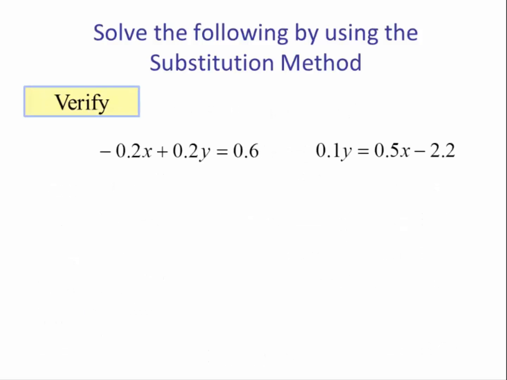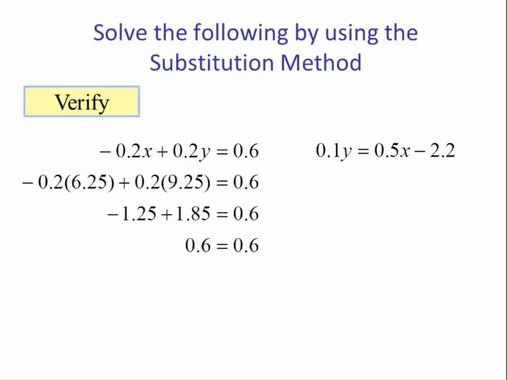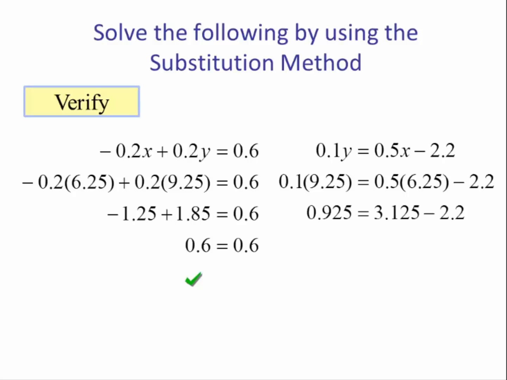To verify that this is true, we take both equations and substitute the values of x and y in, and we are left with 0.6 equals 0.6, so that checks. For the second equation, we substitute the values for x and y, and we work it out, and we see that it works for the second equation. So we have verified the solution.